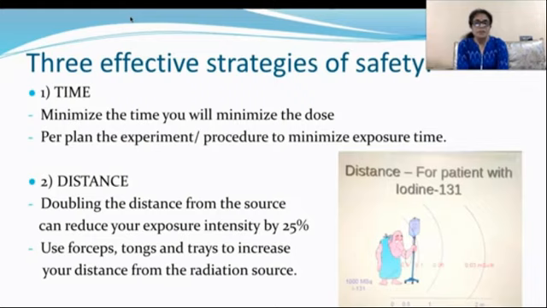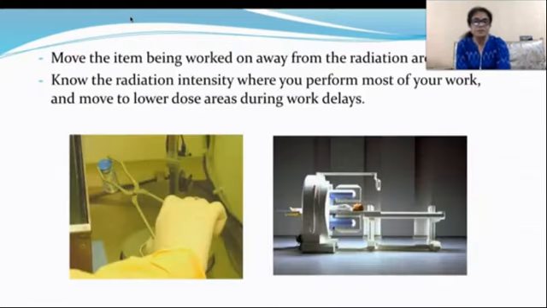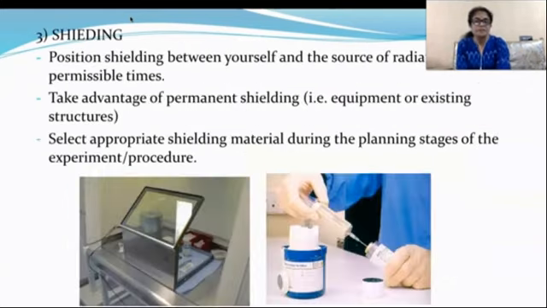Use forceps, tongs, or trays to increase your distance from the radiation source. Move the item being worked on away from the radiation area if possible. Know the radiation intensity where you are performing most of your work and move to a lower dose area during work delays. Now, shielding is a must.